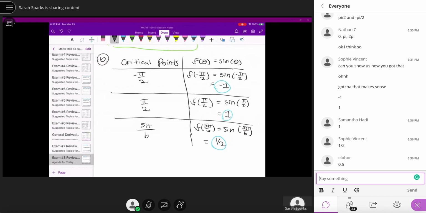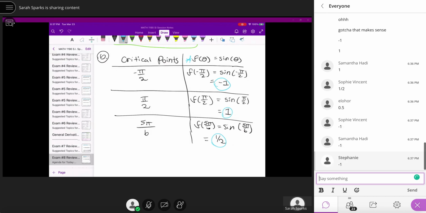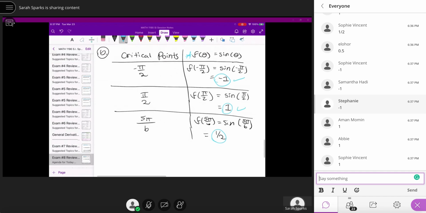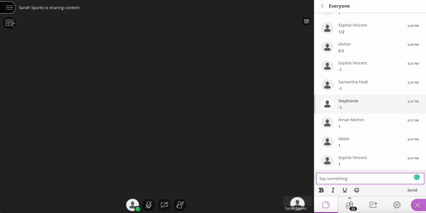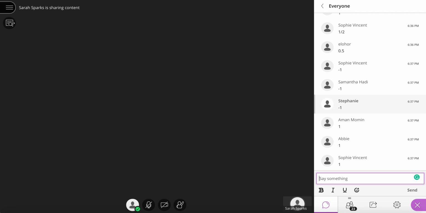Alright, so now looking at the right side of the table, what's going to be our lowest value? Yeah, -1. And then our largest value. Yeah, 1. Right, so those are going to be our absolute min and maxes. So I'm not going to write that whole statement out like last time. I'm just going to write absolute min is y min equal to -1 at x equals negative pi over 2. And then our absolute max, y max, equals +1 at x equals pi over 2.